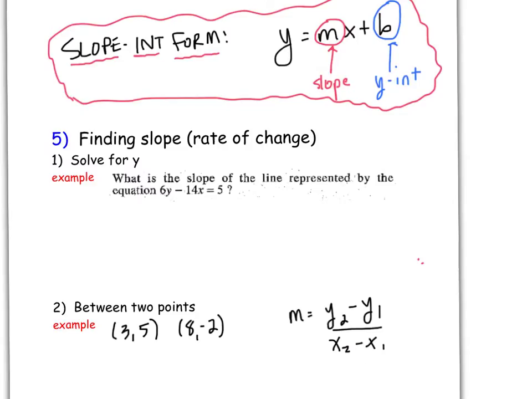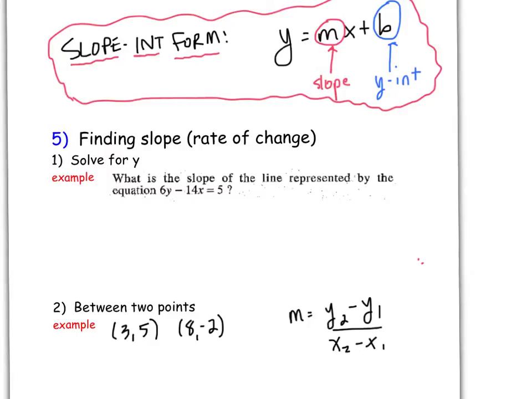Looking at finding slope questions, the big thing you've got to make sure you recognize is that slope-intercept form basically tells you the slope. Whatever number is with the x is the slope. The other number is called your y-intercept. That's where the graph crosses the y-axis, the vertical axis.